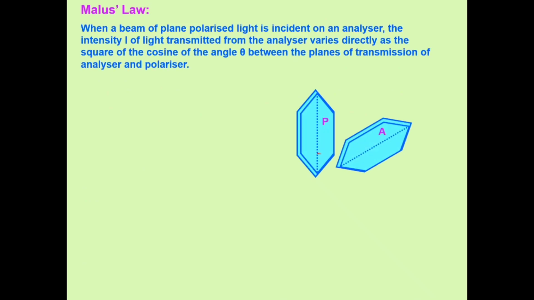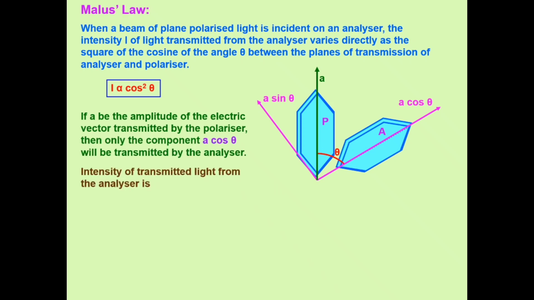At first, Malus's law. Definition of Malus's law: when a beam of plane polarized light is incident on an analyzer. Remember, polarizer then analyzer. The polarized intensity is half, then this polarized light is incident on the analyzer, and you get the variation: intensity I varies as cos square theta.